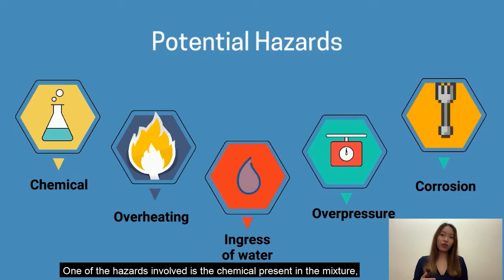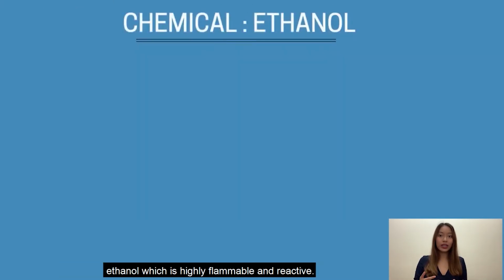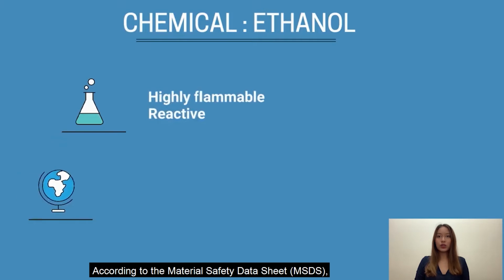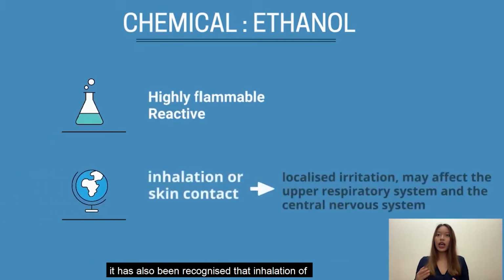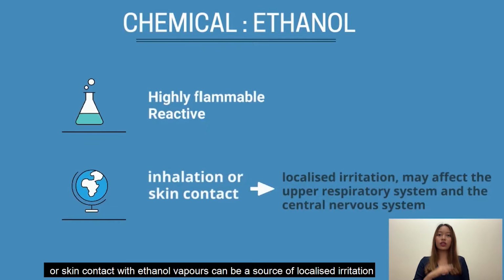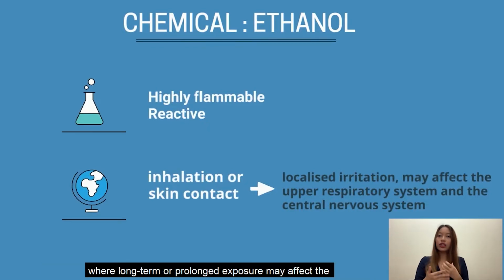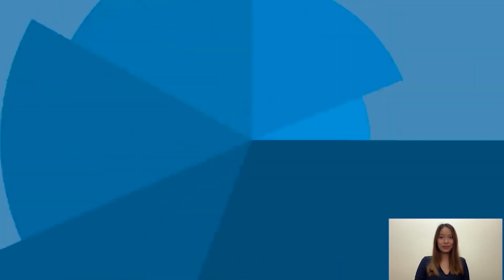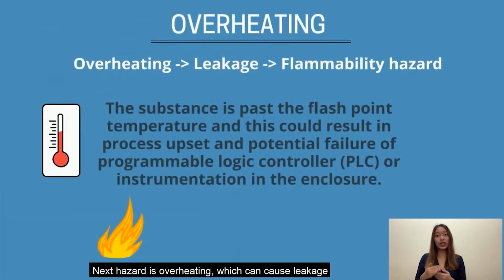One of the hazards involved is the chemical present in the mixture, ethanol, which is highly flammable and reactive. According to the material safety data sheet, it has also been recognized that inhalation or skin contact with ethanol vapors can be a source of localized irritation, where long-term or prolonged exposure may affect the upper respiratory system and the central nervous system. Next hazard is overheating, which can cause leakage that will result in flammability hazard.